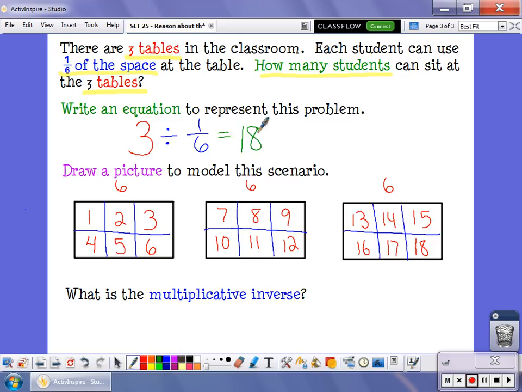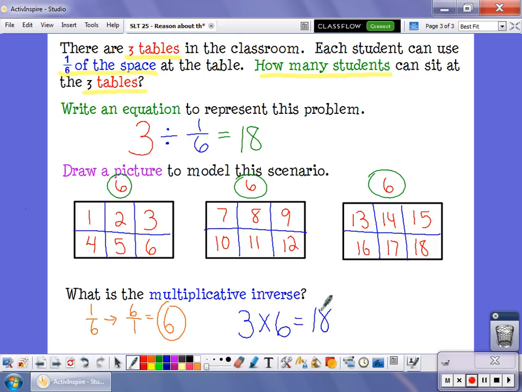Now look what we've done. Right here. Each table we broke into 6 pieces. So we started with the fraction 1/6. Okay, and if we look at our multiplicative inverse, that's really 6 over 1, which is our whole number 6. So what I've done is I've taken my 3 tables and broken them into 6 pieces, which gave me a total of 18 spots at the tables.